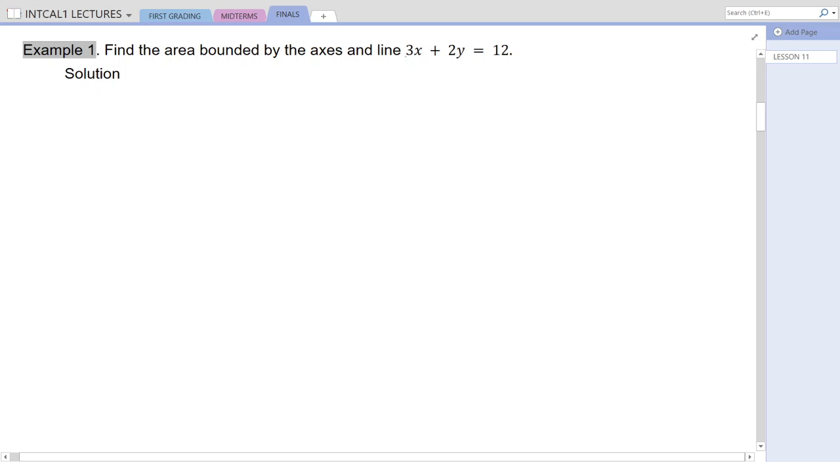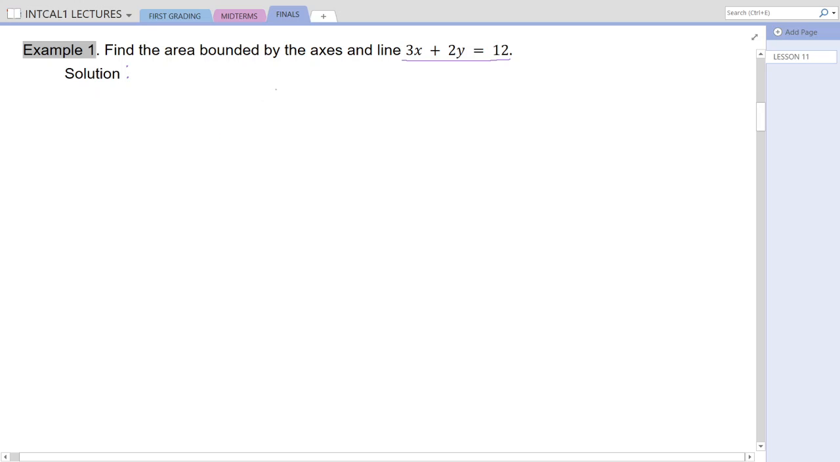So this will be a line, since that is in the first degree, so that is a first degree polynomial, so that is a linear equation and it forms a line.